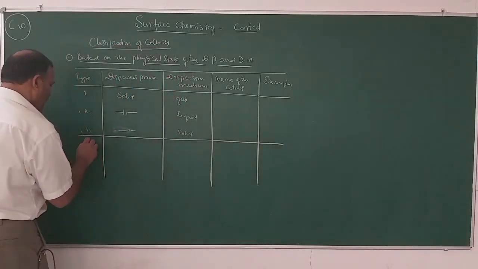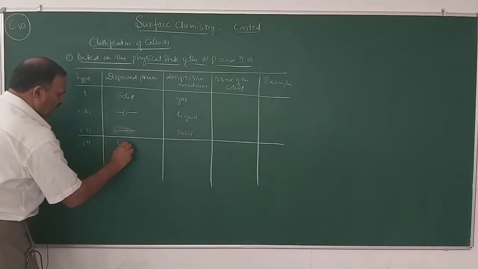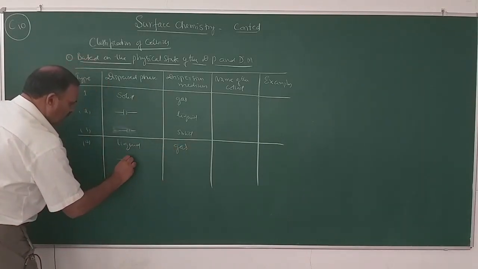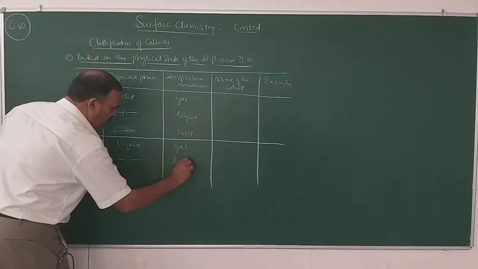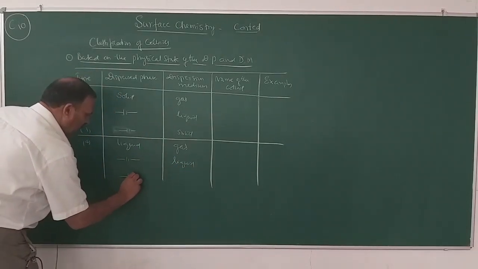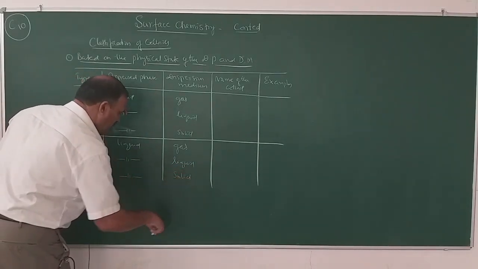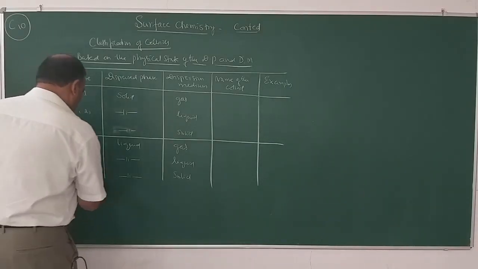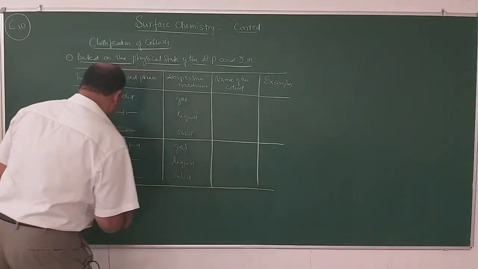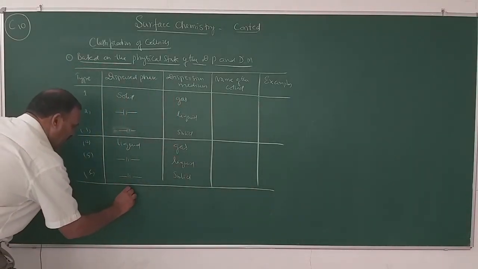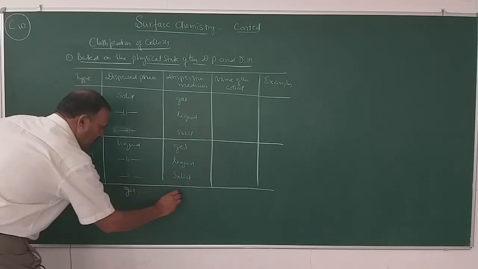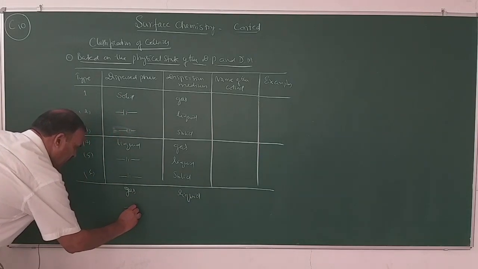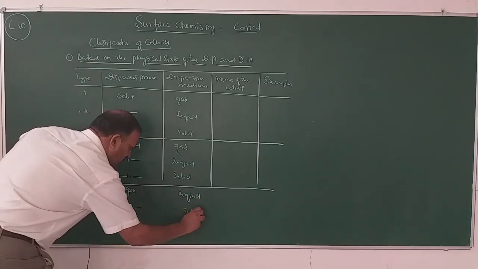And then fourth type, liquid dispersed in gas, liquid dispersed in liquid, and liquid dispersed in solid. And these are another three types. Next, dispersion of gas in gas is not possible. Therefore, dispersion of gas in liquid, dispersion of gas in solid.